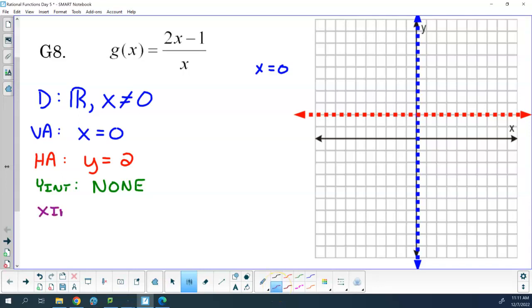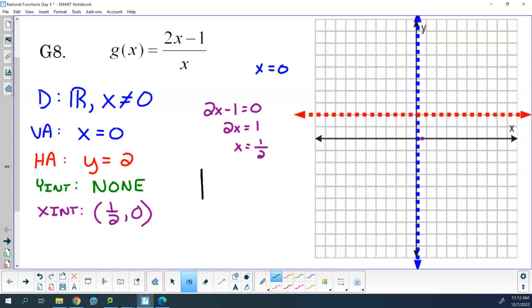X-intercepts. Set the numerator equal to zero. Solve it. So I get 1/2 comma 0 for my x-intercept, which would be right there. Don't have a step 5 yet. Don't have a step 6 yet. Step 7 says find some more points.